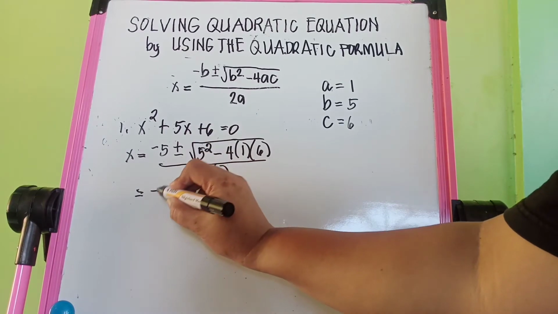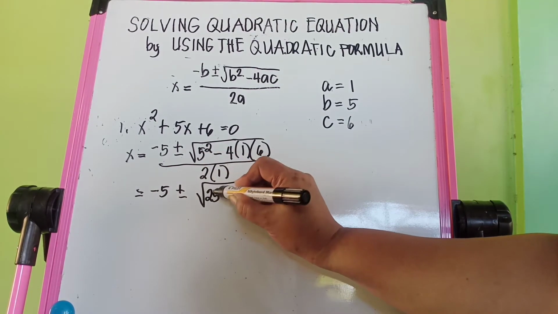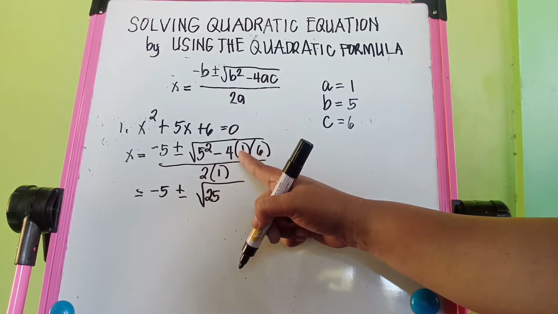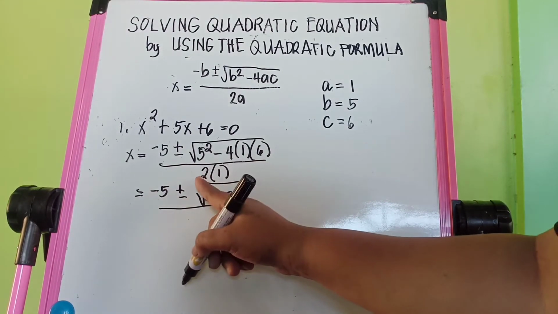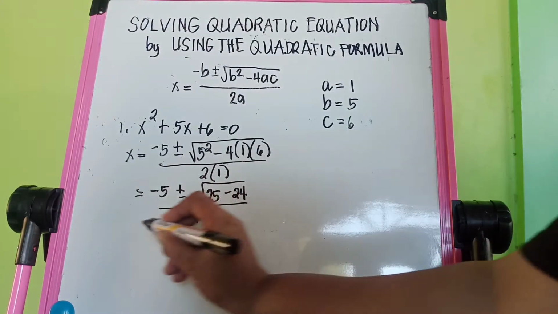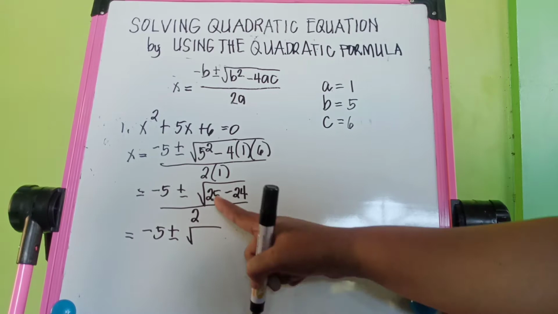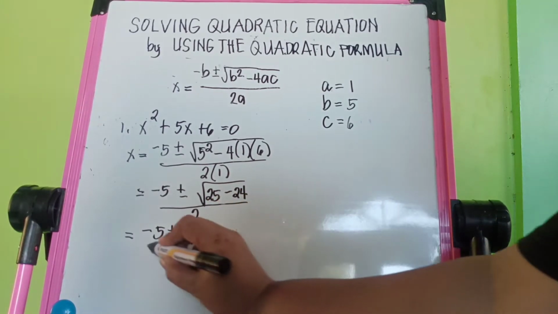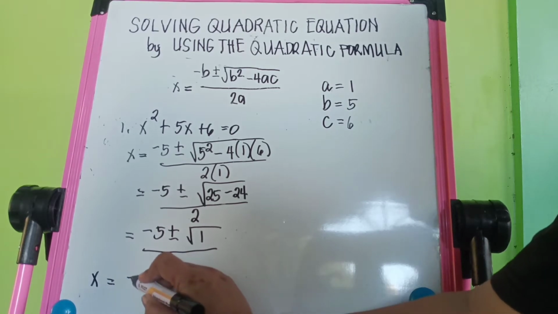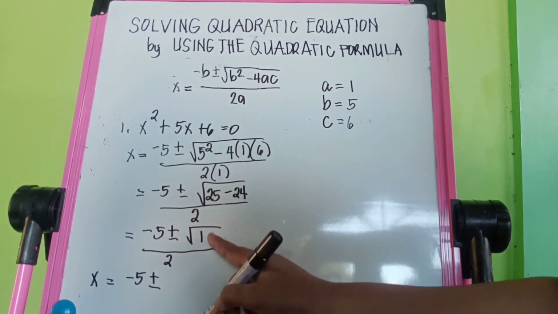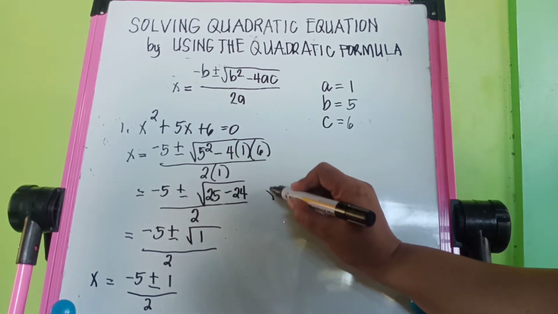Then we have negative 5 plus or minus the square root of 5 squared, which is 25. Then negative 4 times 1 times 6 is equal to negative 24, all over 2 times 1 is 2. Then after that, we have negative 5 plus or minus square root of 25 minus 24 is 1 all over 2. Then we have x is equal to negative 5 plus or minus the square root of 1 is 1 all over 2.